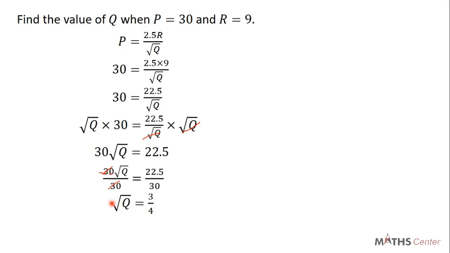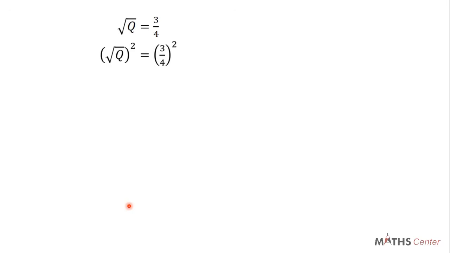From the videos on change of subjects, we learned that when you get to this level, in order to find k, you square both sides. So we find the square of square root of k and the square of 3 divided by 4, because whatever you do to the left hand side, you do the same thing to the right hand side.